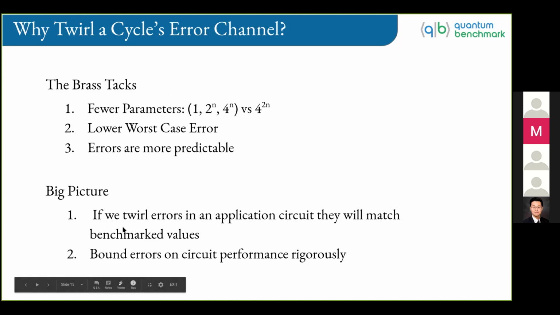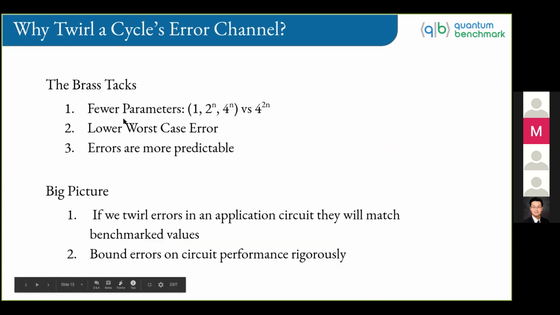And what I really want to talk about is that if we twirl the errors in an application circuit, they're going to match the numbers that we measure in standard benchmarking protocols, which is really nice because it's really nice to have the errors in an application circuit match the errors that you measure experimentally in a one-to-one way. And we can also do something like bound the errors on a circuit performance experimentally, so we don't need to make assumptions about the model at all.